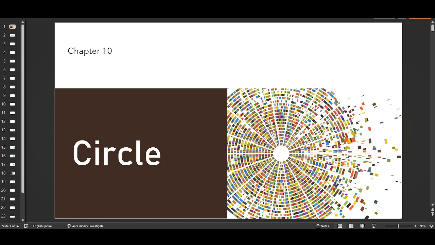This is chapter 10, Circle, of NCERT Mathematics. In this whole video we will discuss the topic of circles, with the main focus on tangents. Before we jump into the depth of the topic, we should have a common understanding of what a circle is. First point: what is a circle?